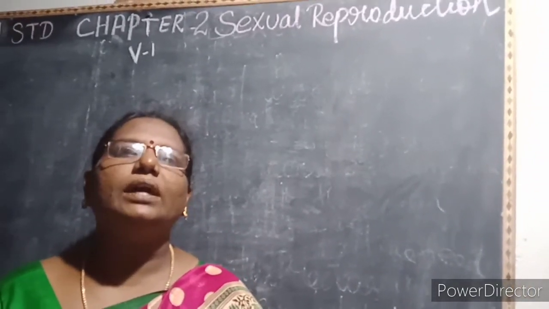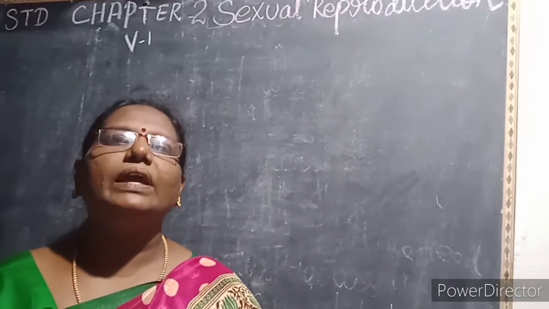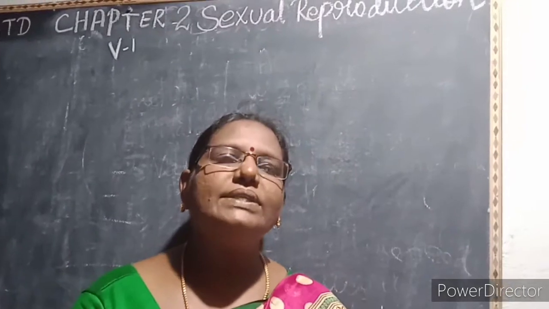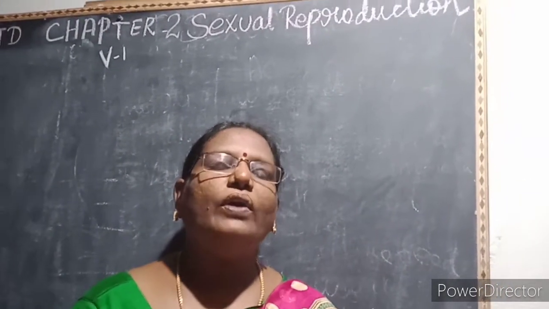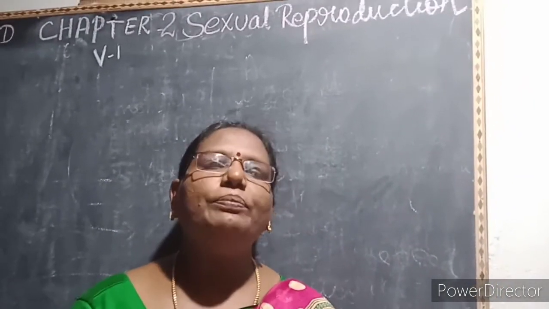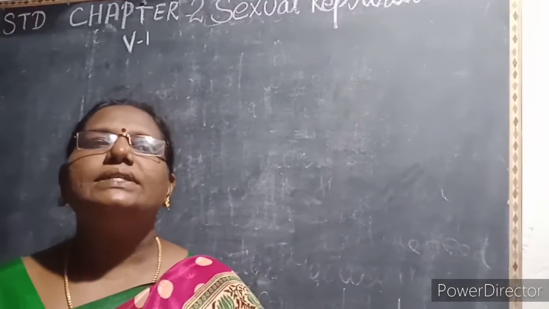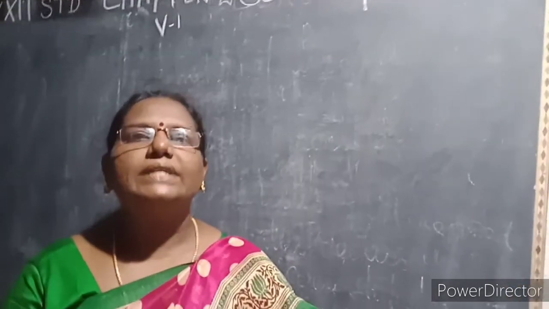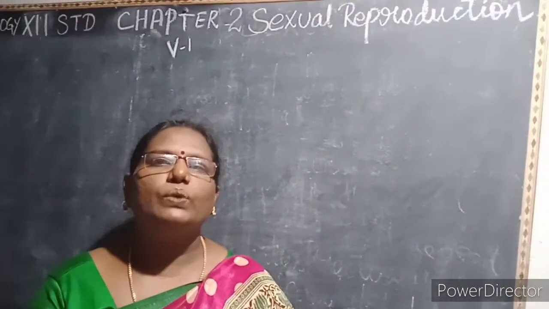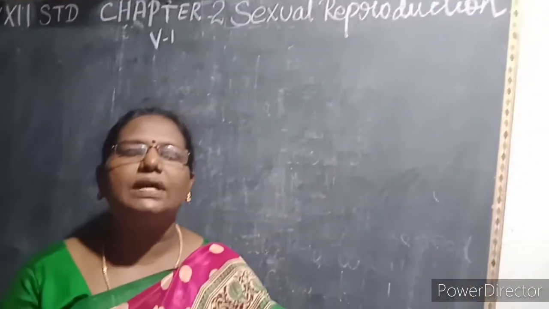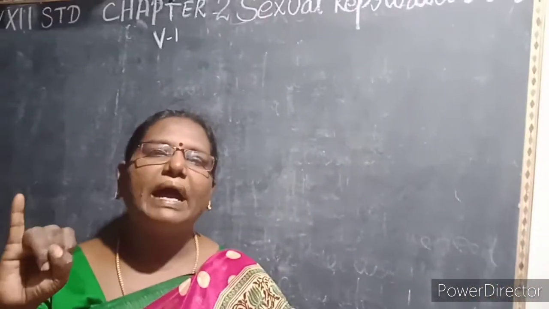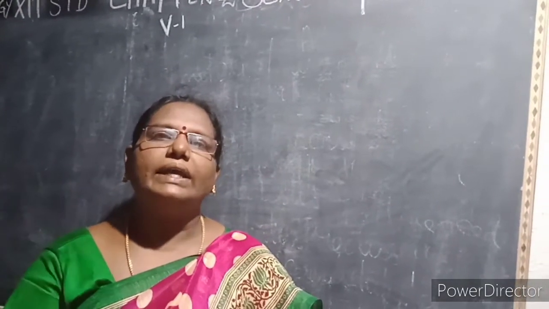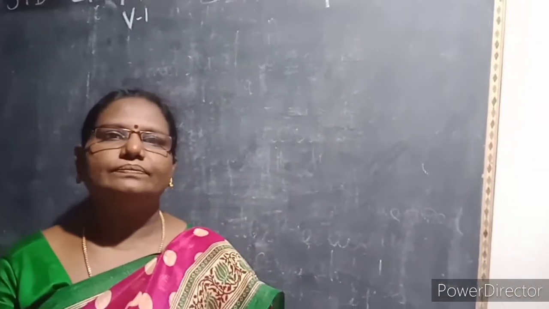Next we are going to learn about the parts of the female reproductive system. It consists of a pair of ovaries, a pair of oviducts or fallopian tubes or uterine tubes, then vagina, uterus, cervix and the external genitalia. What is genitalia? The external reproductive organs. So the parts are: pair of ovaries, pair of oviducts, uterus, cervix, vagina and external genitalia.